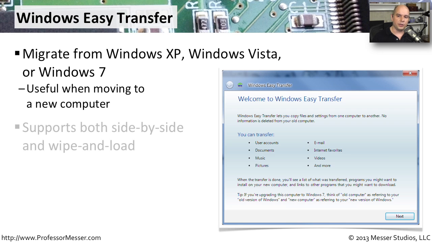There are two different modes for using Windows Easy Transfer. One is side-by-side, where you connect the two computers directly and they simply transfer everything over. The other is a wipe and load, so that if you wanted to take all of your data and store it on a separate storage device, completely wipe the existing operating system and install a brand new operating system, you could then restore everything back to that new OS using Windows Easy Transfer.